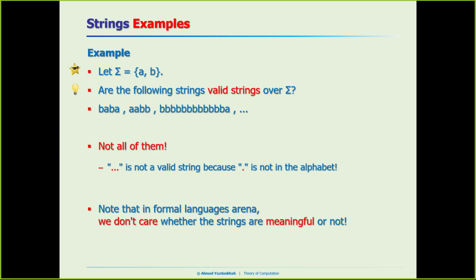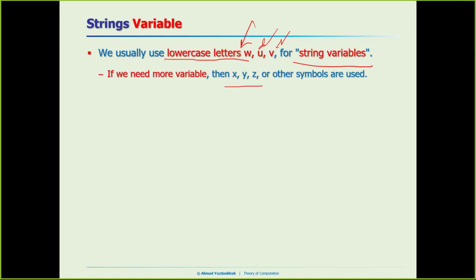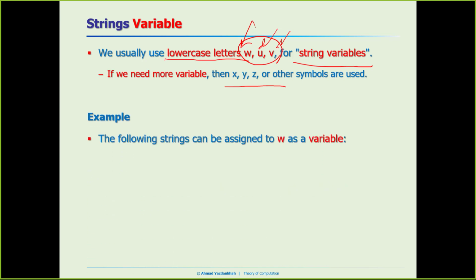What is a string variable? You are familiar with the concept of a variable. A variable is a name, and here we usually use lowercase letters, let's say w, u, or v, and we call them string variables. So we can assign a string to these. In some cases, if we need more variables, we might use x, y, z, and others, but the majority of the time we will be using these. Here are some examples. For example, w is a variable, and we can assign some strings to it, something like this.